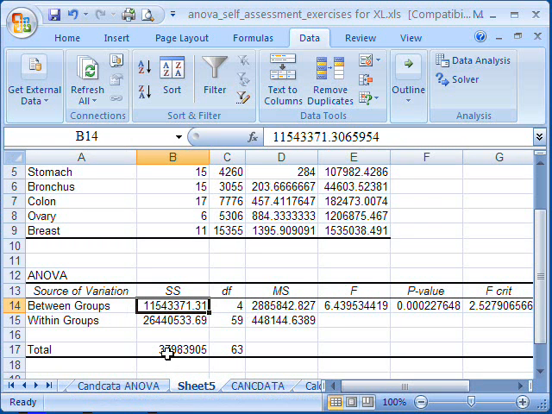And you can see that there are 3 sources of variation in the data. There's total, there's between groups, which is due to the fact that the different cancers have different survival times, and then there's within groups, which is error.